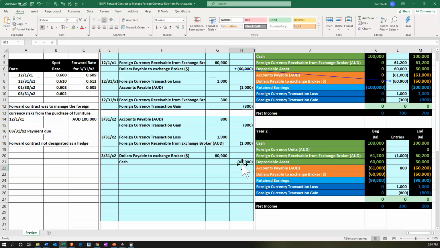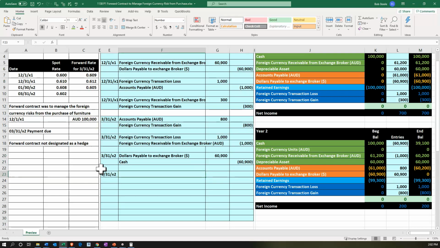With cash. So this one is going to be debited by the 60,900, and we're going to be paying that one off with cash. Go ahead and pay that with cash. So the cash is going down, paying that item off. So next we're going to be receiving this foreign currency, this 60,200. We're going to be receiving basically the 100,000 Australian dollars at this point, right? We're going to get that money.